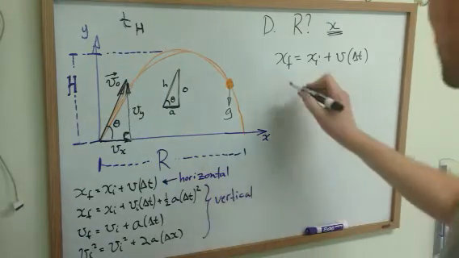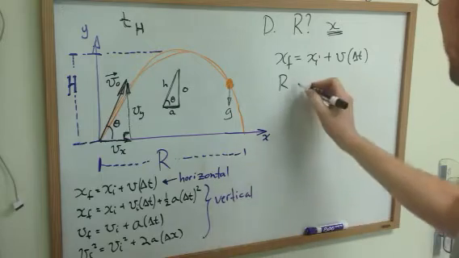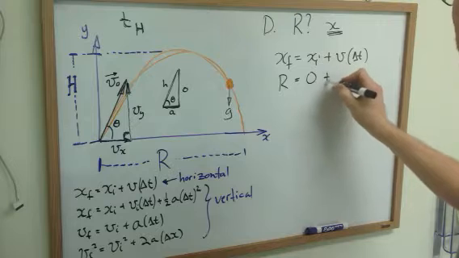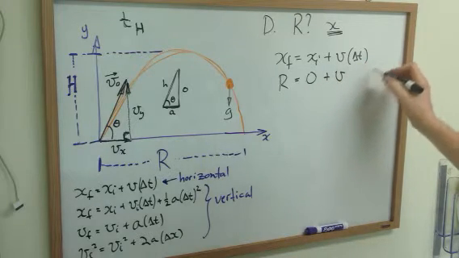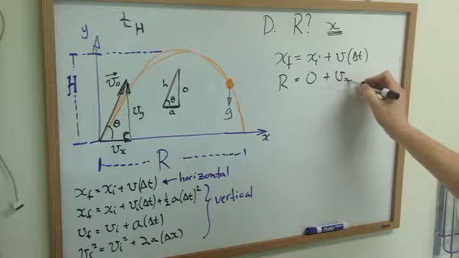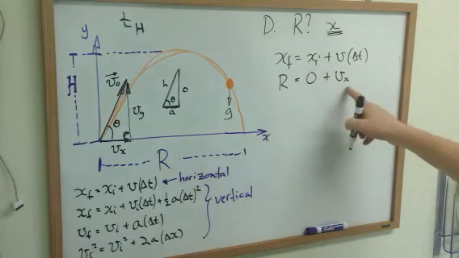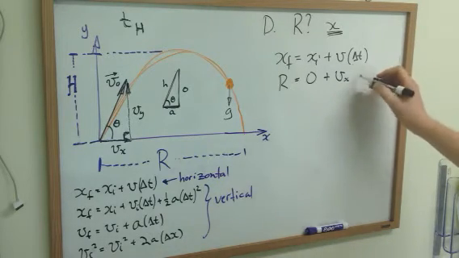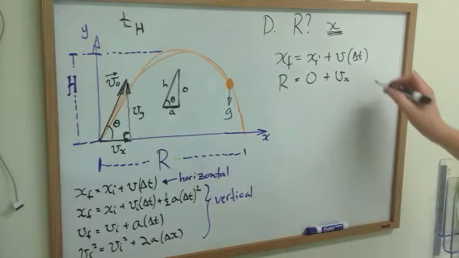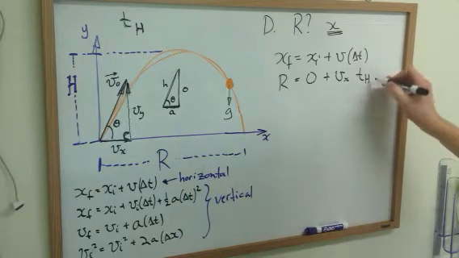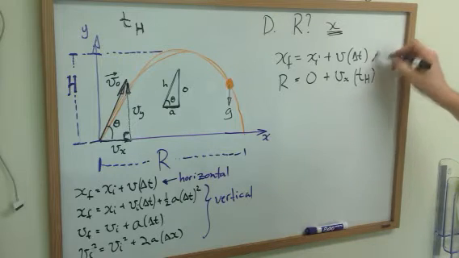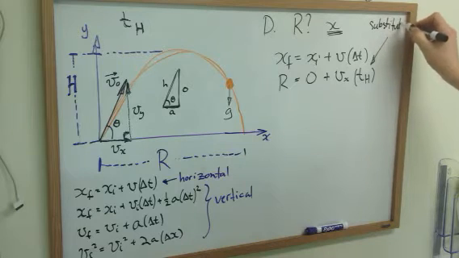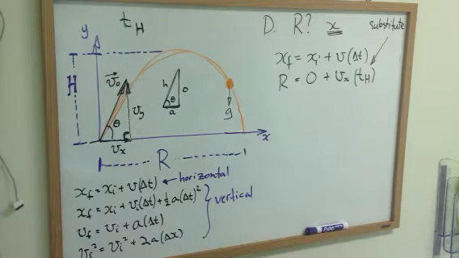Our x final we'll call the range out here, r. Our x initial will start at the origin, we'll call that 0. This velocity is in the x direction only, so I'm going to remind myself it's vx. Delta t, we calculated delta t. That's the time it took to reach the top. So you can substitute in whatever you found for delta t. It was some other term.